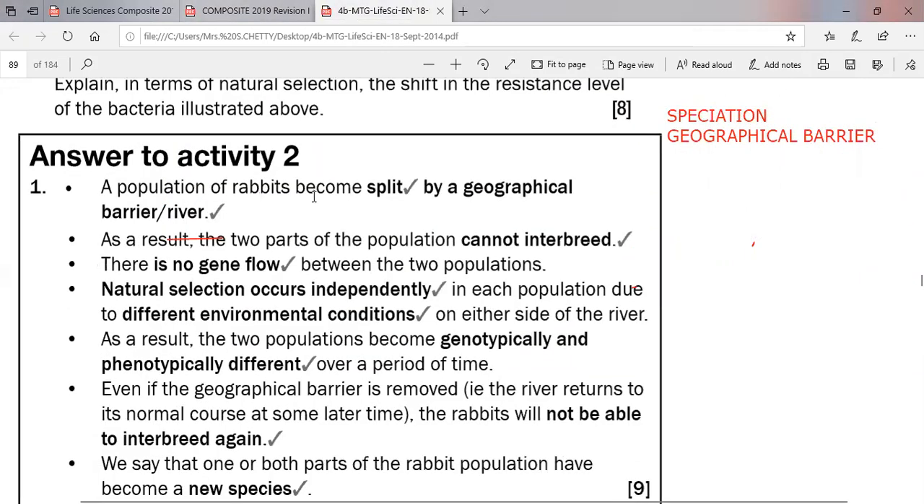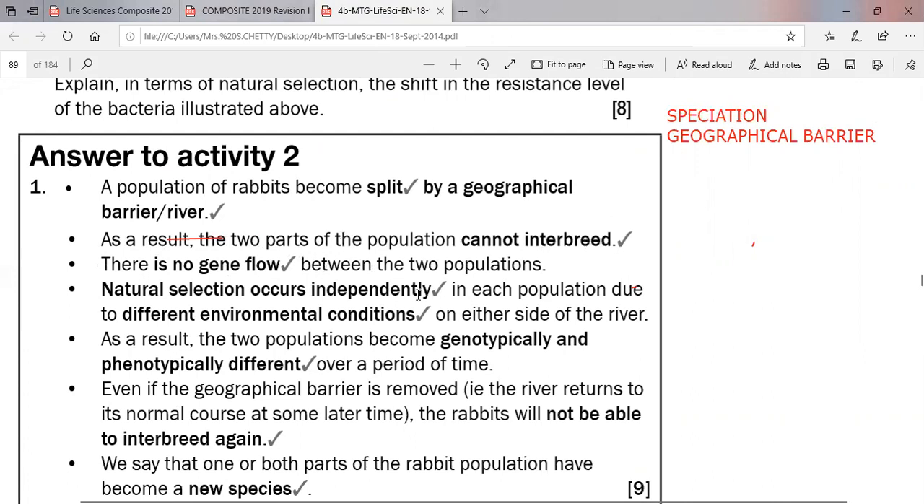So just look at what they have to say here. A population of rabbits becomes split by the river. I would have said by the river. Don't say geographical barrier when you know what the barrier is, because a mark is given for saying what the barrier is. As a result, the two parts of the population cannot interbreed. In other words, there is no gene flow. Cannot interbreed is 1 mark. There is no gene flow, 1 mark.